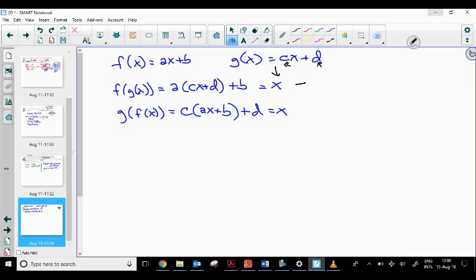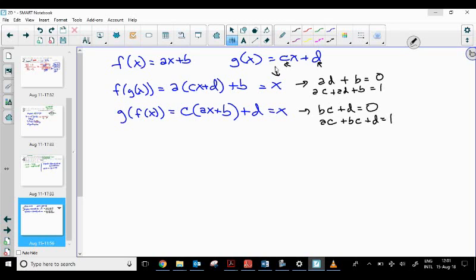Using the same rules as before, here I know that if x is equal to 0, then I'm going to get ad + b is equal to 0. And from here, I know that when x is equal to 0, I'll have bc + d is equal to 0. I might also check then what happens when x is equal to 1. Well, when x is equal to 1, I'm going to have ac + ad + b is equal to 1, and ac + bc + d is equal to 1.